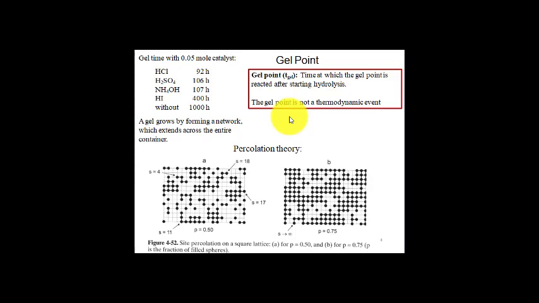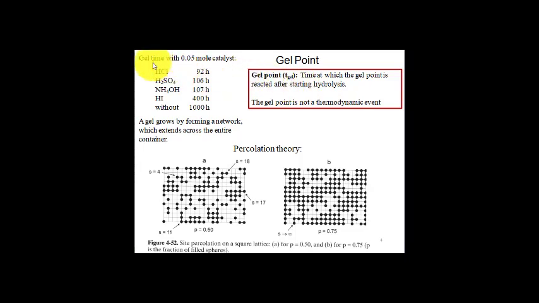Starting from the gel point, which is represented by T gel, it is the time at which the gel point is reached after starting hydrolysis. The gel point is not a thermodynamic event. It is just the time after which the gel point is reached when we start from the hydrolysis.